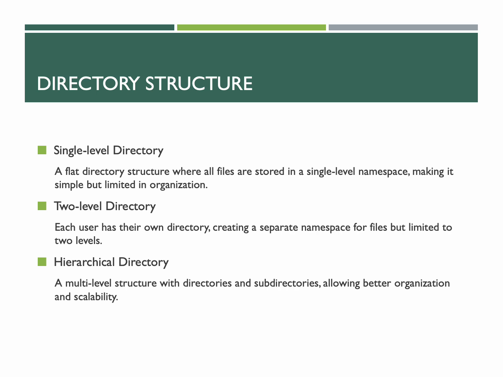A single level directory is a flat structure where all files are stored in a single namespace. Then a two level directory structure provides each user with their own directory, creating separate namespaces for their files. Third is a hierarchical directory, which allows multiple levels of directories and subdirectories, providing better organization and scalability.